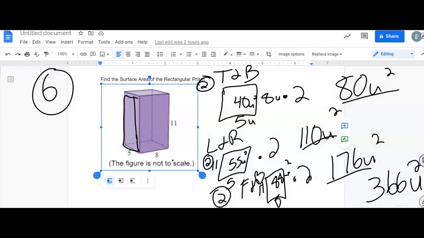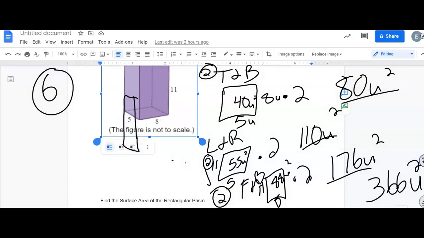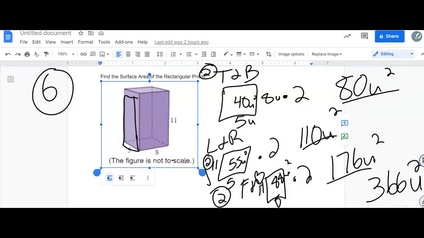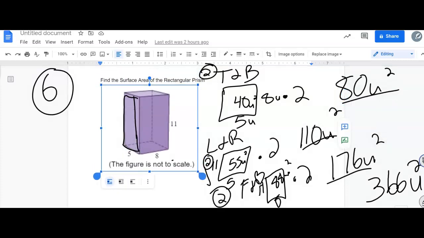Did we find the area of all 6 faces? That's 2, 4, 6. Questions on that? Liam. The volume? Well, how's this different? Great question. That leads us into the next topic.